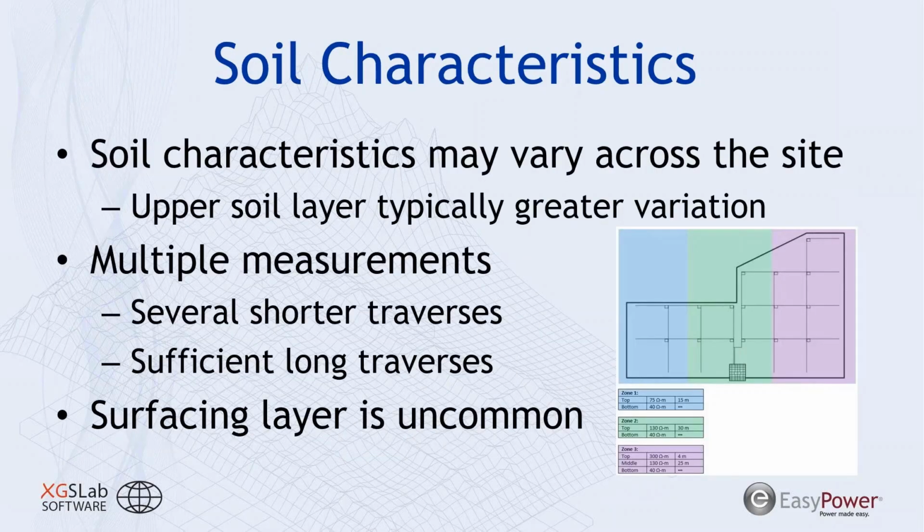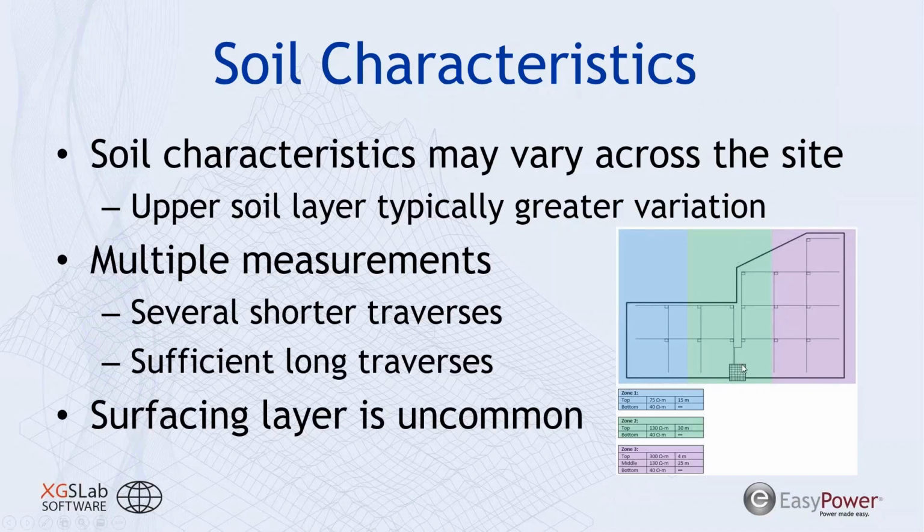So let's first talk about soil characteristics. Because these systems are so large, you often have variation from one point to another in the soil's electrical characteristics. This is typically limited to the upper soil layers. To work around this, it's recommended that several short traverses be taken. For example, we can take multiple measurements in each of the areas where we anticipate having the solar panels and get an understanding of how the soil resistivity changes or remains the same from one point of the site to another.